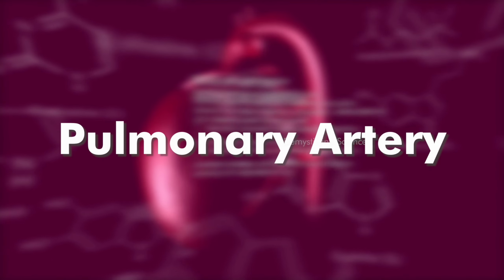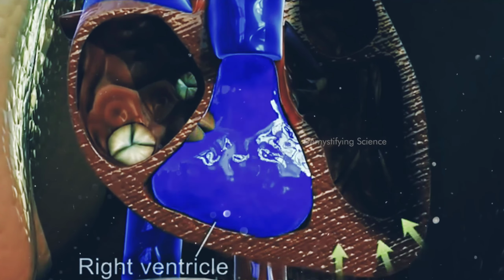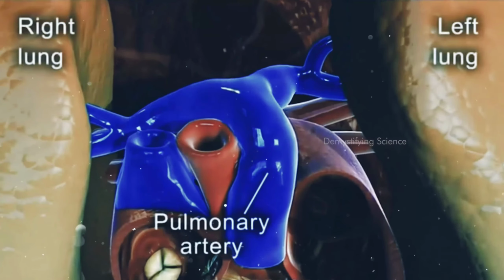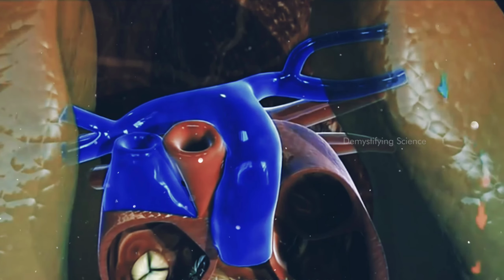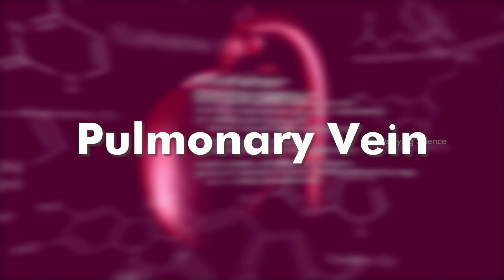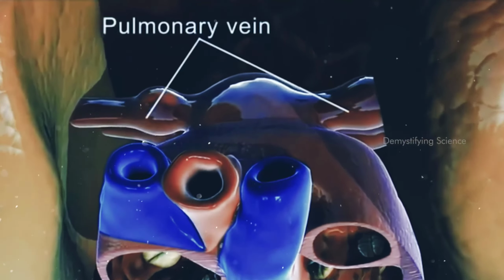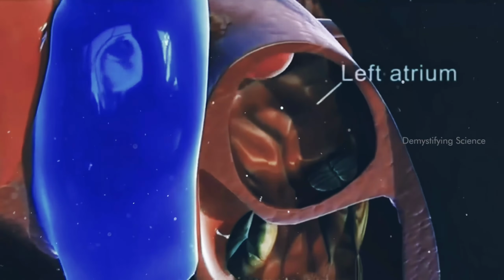Number 3. Pulmonary artery. The pulmonary artery carries deoxygenated blood away from the right ventricle to the lungs. Number 4. Pulmonary vein. The pulmonary vein returns oxygenated blood from the lungs to the heart.